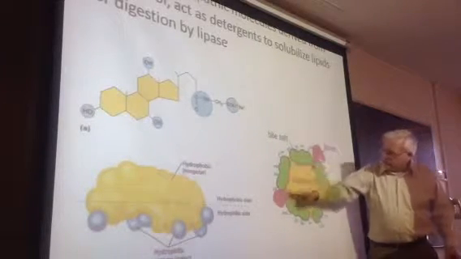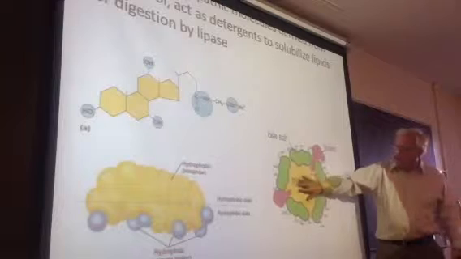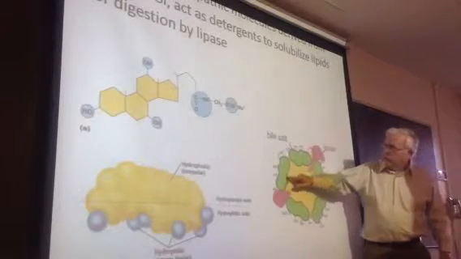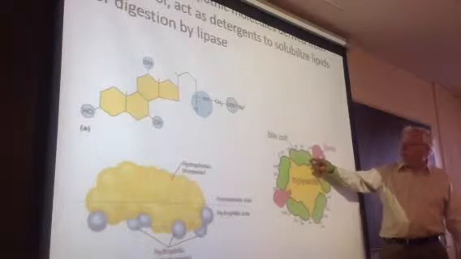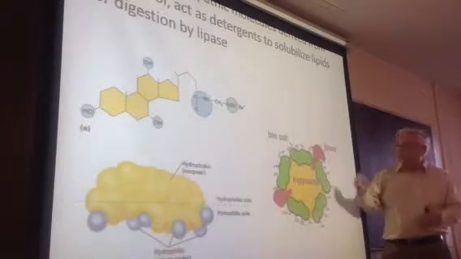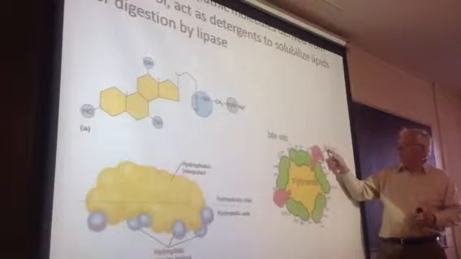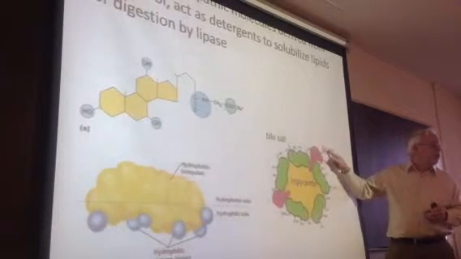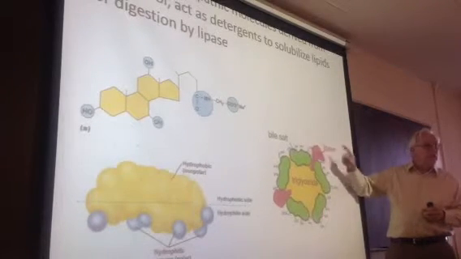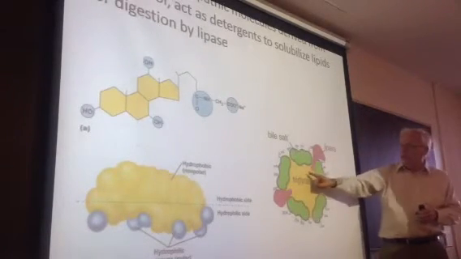And you can stick these things on a fat globule, a bunch of neutral triglycerides that are water insoluble, coat them with these bile salts, it solubilizes them. So you can get really small droplets of these things. And that makes a suitable substrate for the digestive enzyme, hydrolytic enzyme, lipase. This is the enzyme that comes in and clips off the free fatty acids.